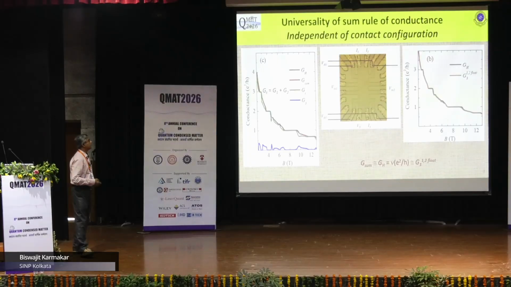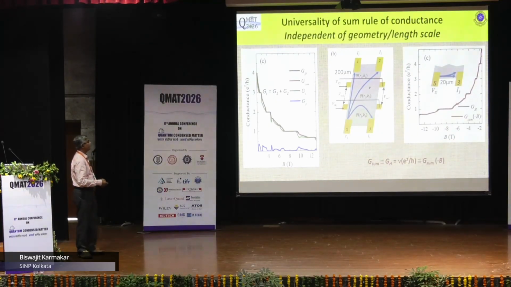So how do you show that? We have shown this result is contact configuration independent. As long as you measure the total, whatever current we are injecting from the source, and you capture all of it between 1, 2 and 3, then you will get the sum rule. And if you float 1 and 2, we collect all the current at I3, and it recovers again the Hall conductance.